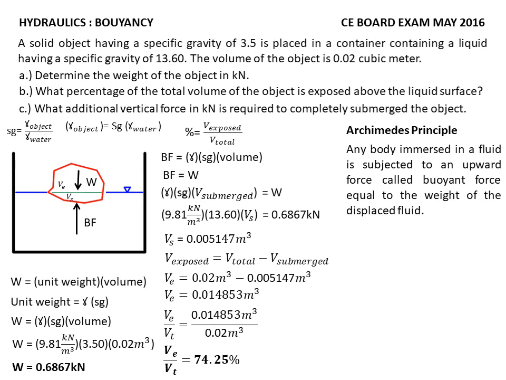So, let's proceed to the next question, letter C. What additional vertical force in kilonewton is required to completely submerge the object? It is asking for the vertical force. If we apply a force here, the object will become submerged. Now the object is already submerged in water. So, what is the required force?